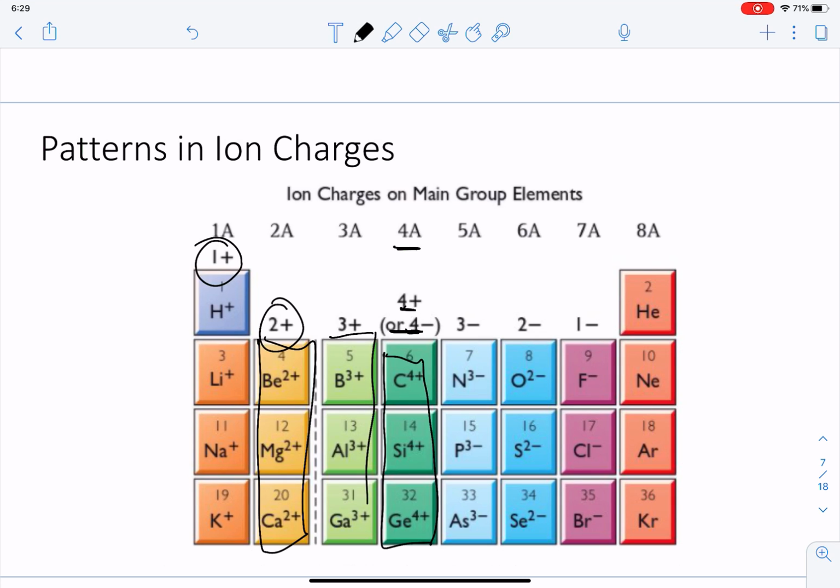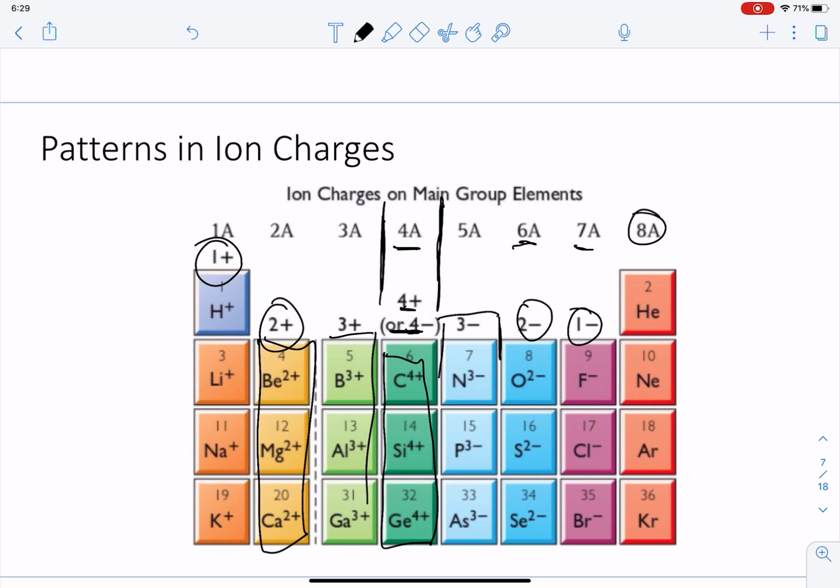But as soon as we get to 5A, this is kind of our boundary. With 5A, we are closer to 8, so it's easier to gain 3 electrons than it is to lose 5. So nitrogen, phosphorus, arsenic, these guys are going to form 3-. 6A is 2-. 7A, 1-. And then 8A, those are our noble gases, right? So they are our stable elements that are not reacting with anything. So this is an important trend to remember, okay?